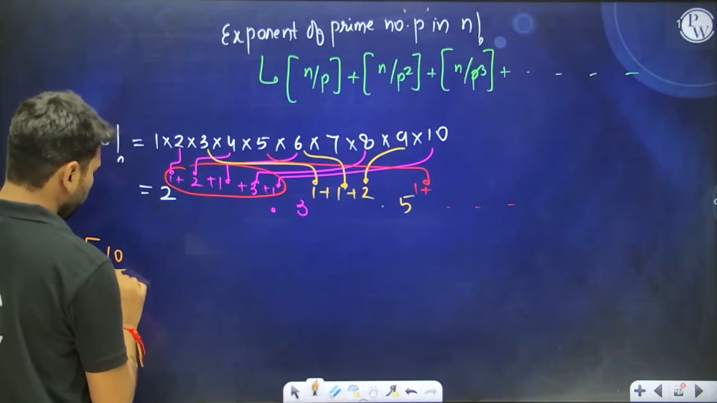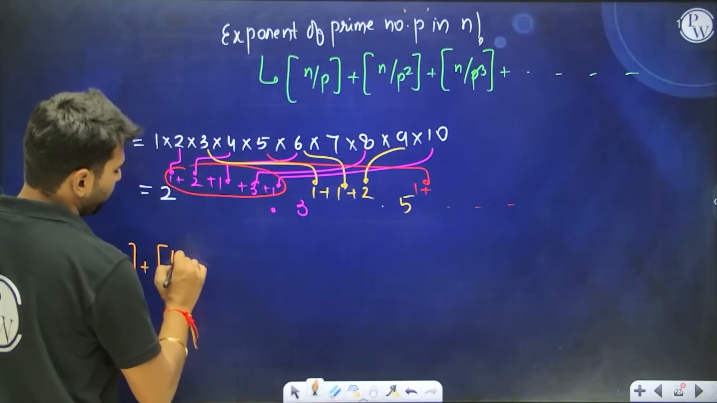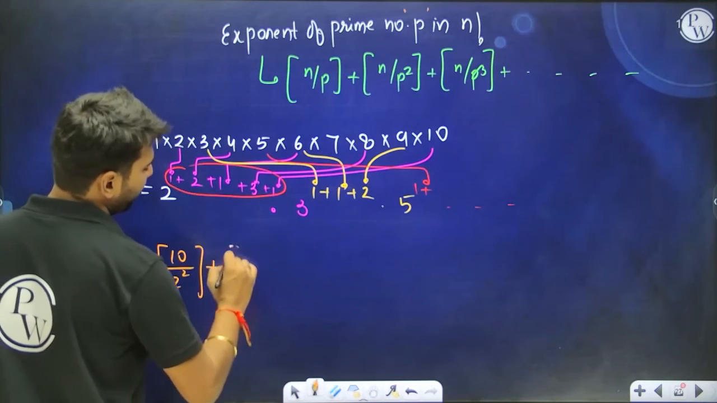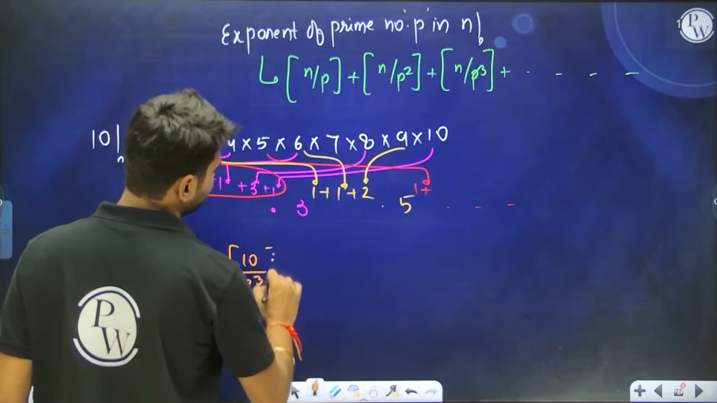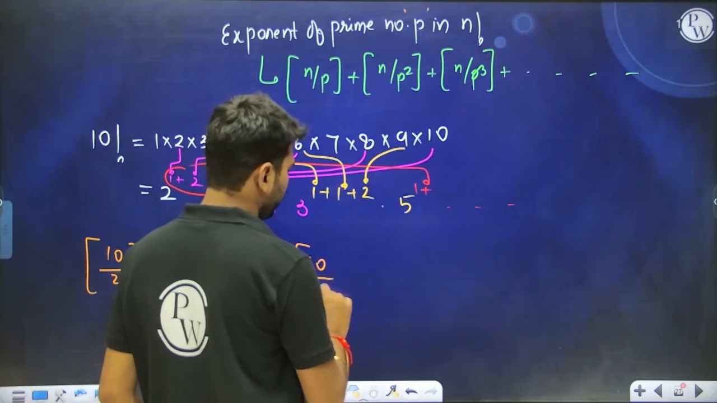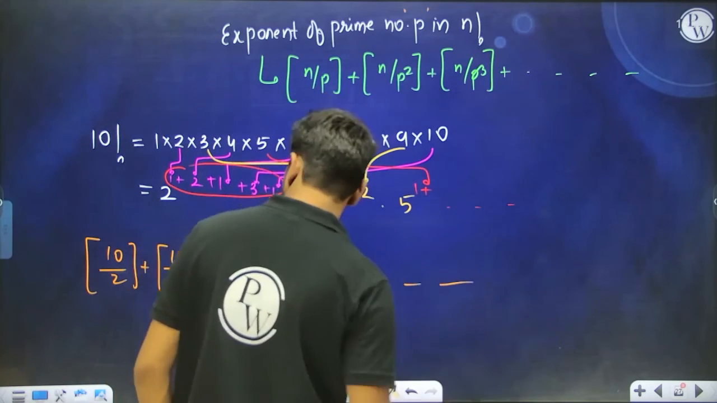10 divided by 2 greatest integer function plus 10 divided by 2 to the power 2 greatest integer function plus 10 divided by 2 to the power 3 greatest integer function, 10 divided by 2 to the power 4 and so on. Okay, let me talk about this.